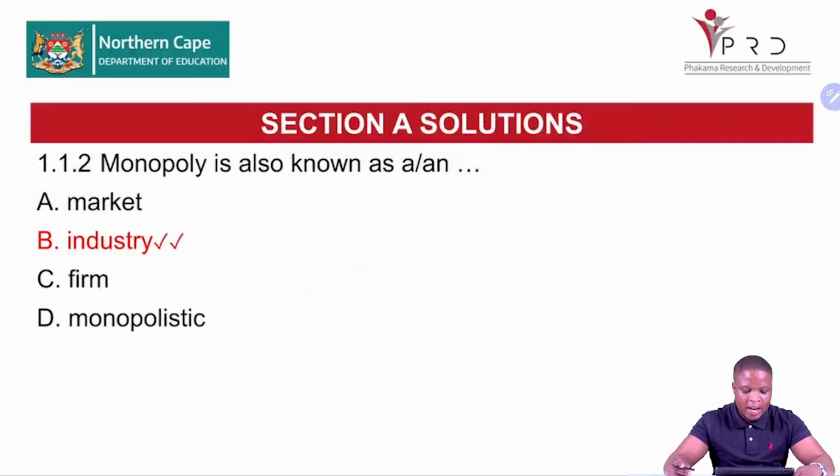Monopoly is also known as what? So monopoly is also known as an industry. Monopoly represents the whole market and is also known as an industry.